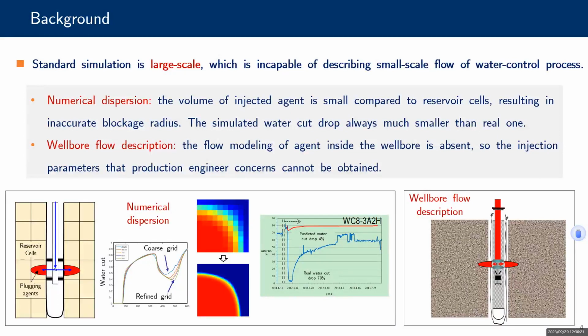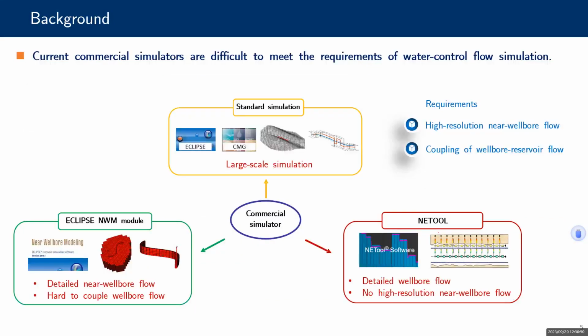First is numerical dispersion. The simulated water cut drop is always much smaller than the real one. Another is wellbore flow description. The flow modeling of the agent inside the wellbore is absent. So the injection parameters, such as injection pressure, and the production engineering concerns cannot be obtained.